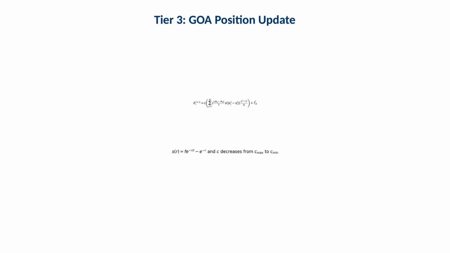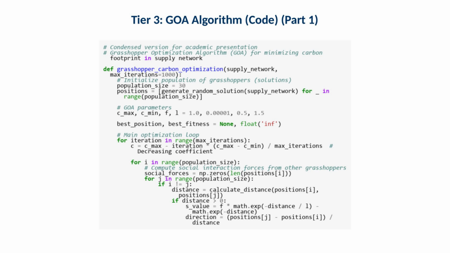stable low-emission configuration. This code part typically defines the representation of a candidate solution, the emission calculation, and the parameters controlling exploration, such as the decreasing coefficient. It also defines the social interaction function that shapes how solutions influence each other.